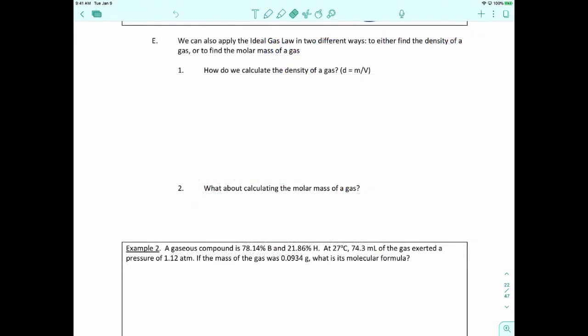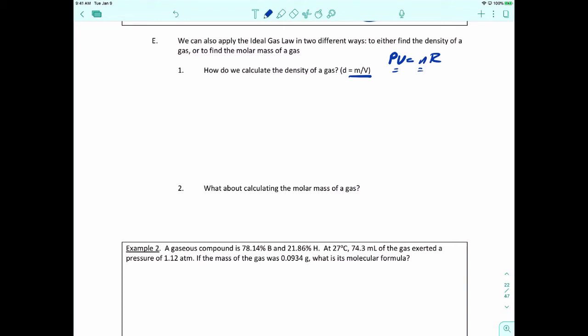Now, we can use the ideal gas law to help us calculate the molar mass, or calculate the density of a gas. So to do this, we're going to have to manipulate the equation just a little bit. Okay, so keep in mind that density is going to be mass over volume. So that's going to be our equation. We need to get mass over volume. Now, the only thing that we have close to that in the ideal gas law is that we've got a volume term, but instead of mass, we've got N, the number of moles.